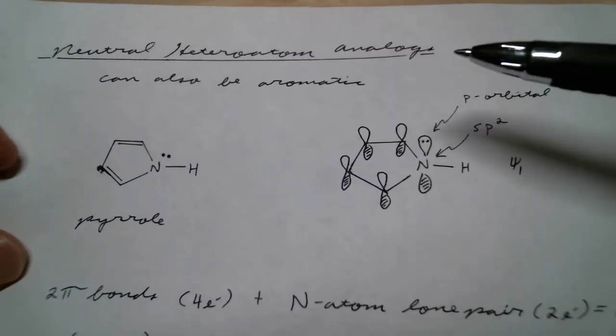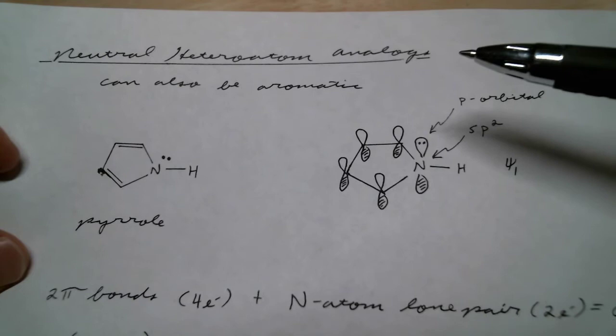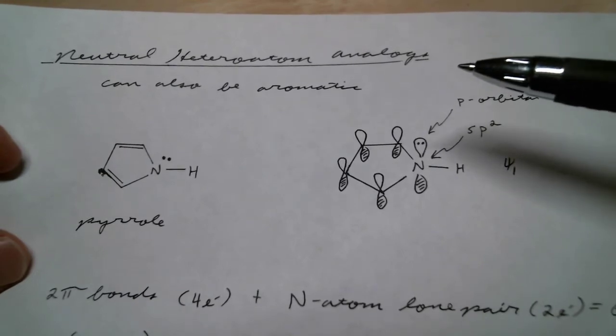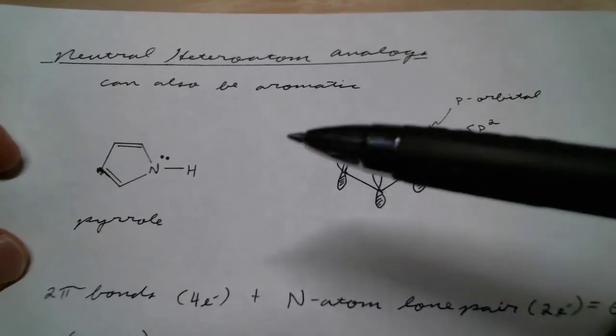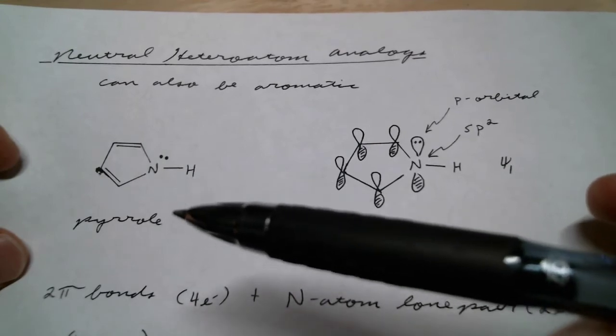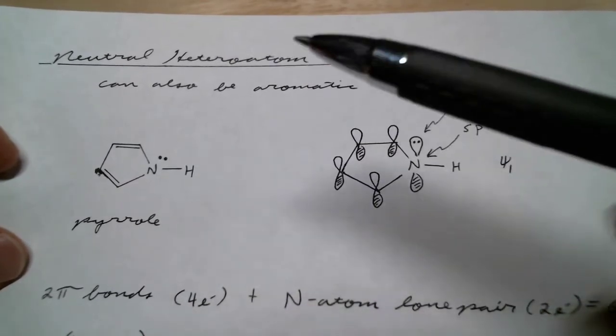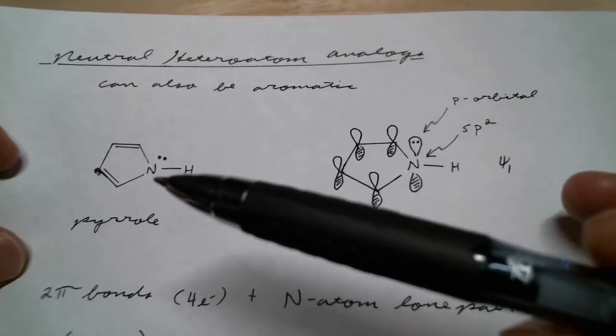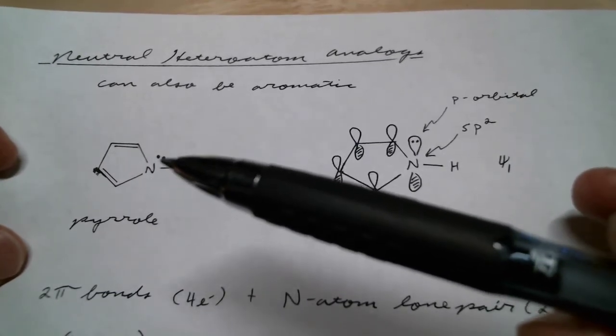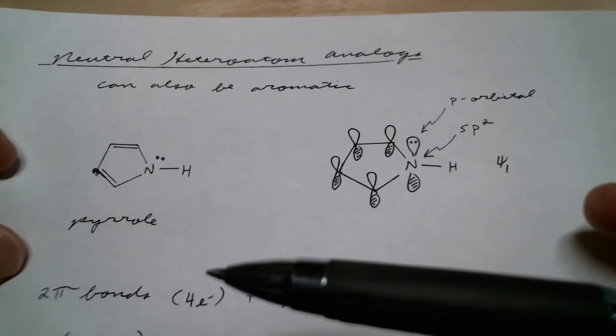Neutral heteroatom analogs of cyclopentadienyl anion can also be aromatic. This is known as pyrrole. We've got this 5-membered ring, right? Heteroatom means we've got a different atom than carbon. It happens to be nitrogen. Oh, look, it has a lone pair of electrons.